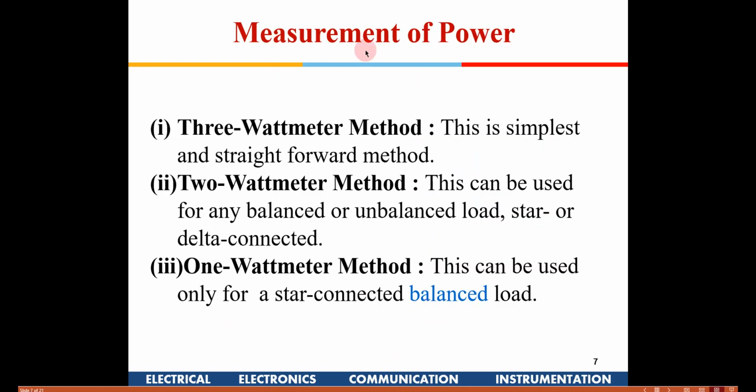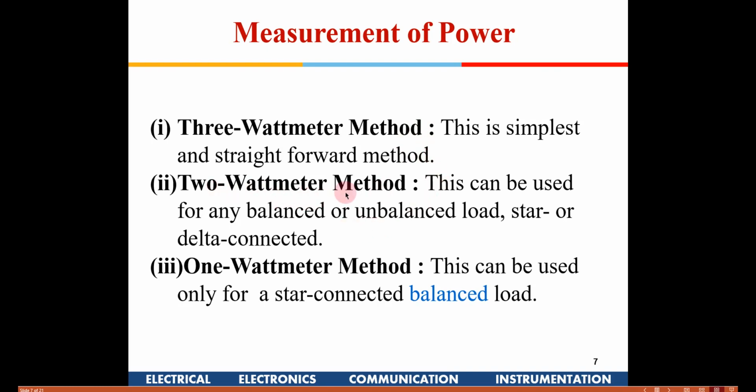So now how to measure the power? There are three ways of measuring the power. One is known as the 3-Wattmeter method. This is the simplest and most straightforward method. In each of these phases you connect one wattmeter. Whether it is balanced or not balanced doesn't really matter, it will give you the result. You just have to add the power recorded by all the 3 wattmeters.